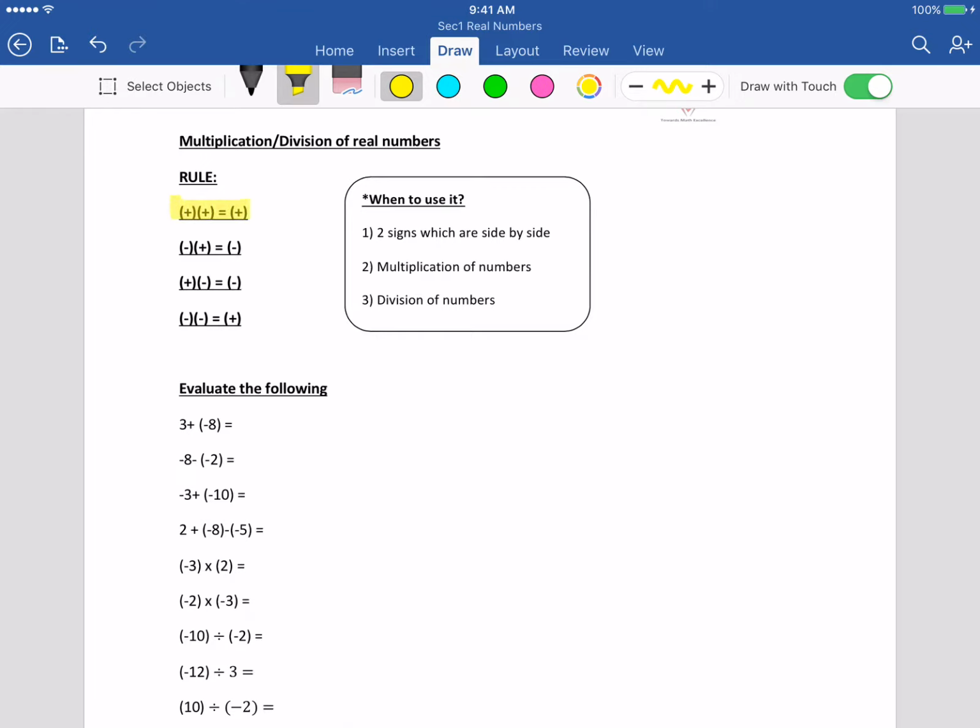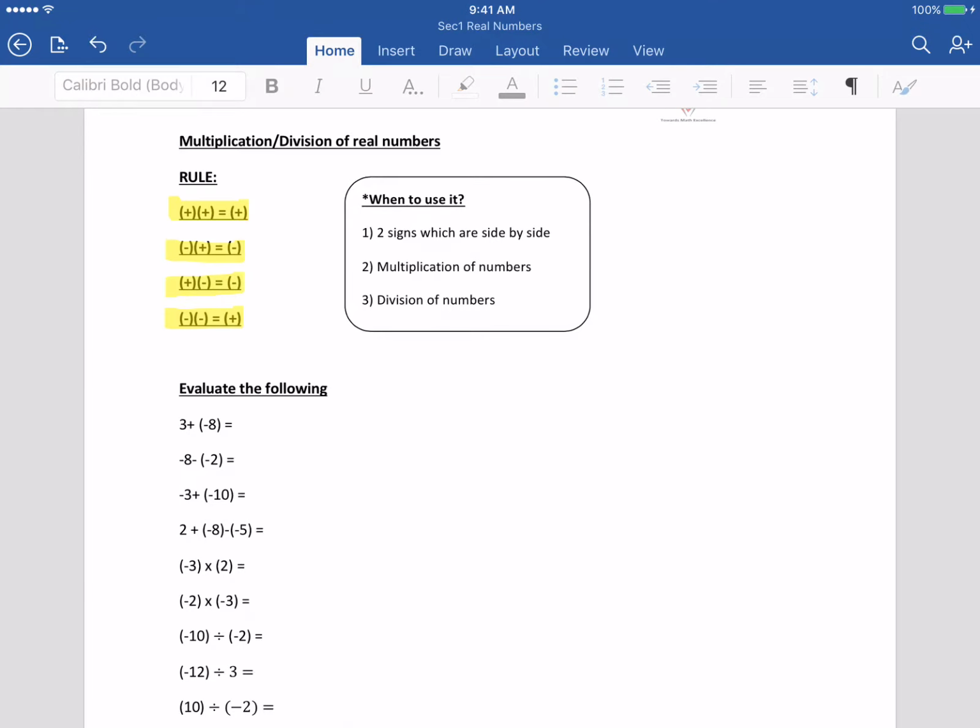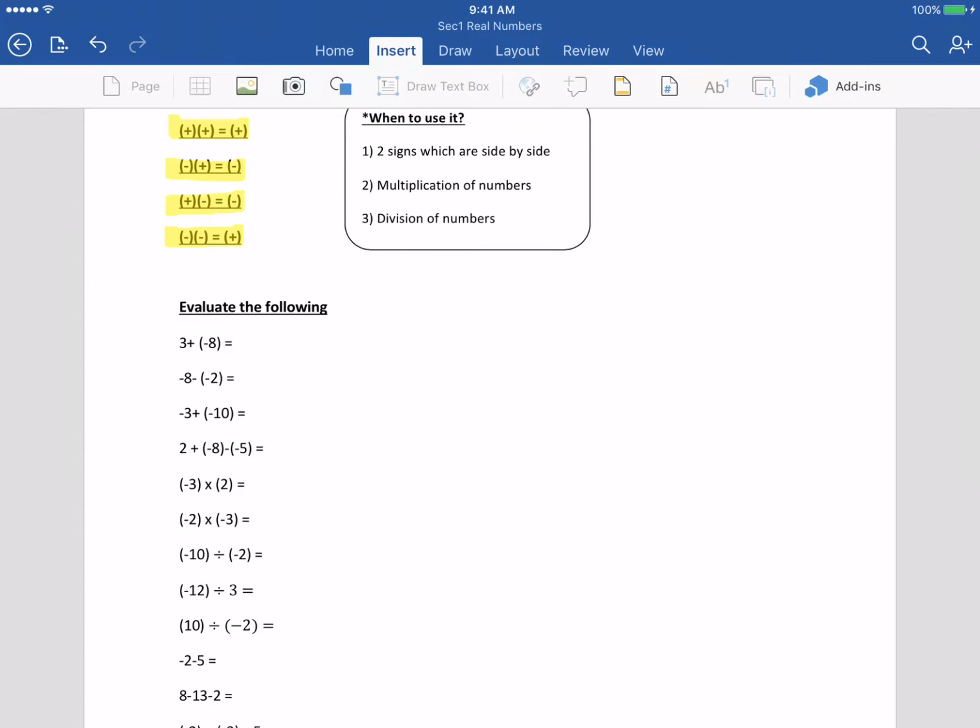Positive times positive is positive. Negative times positive is negative. Positive times negative is negative, and negative times negative is positive. Okay, so let's try for this one first. The question, the first one, 3 plus -8.